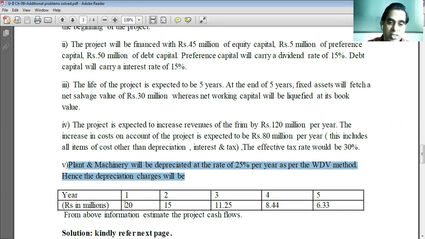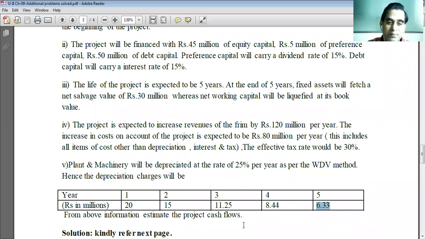The amount of depreciation is also in rupees in millions. Amount of depreciation in year 1 is 20 million rupees. Year 2, 15 million rupees. Year 3, 11.25 million rupees. Year 4, 8.44 million rupees. Year 5, 6.33 million rupees.